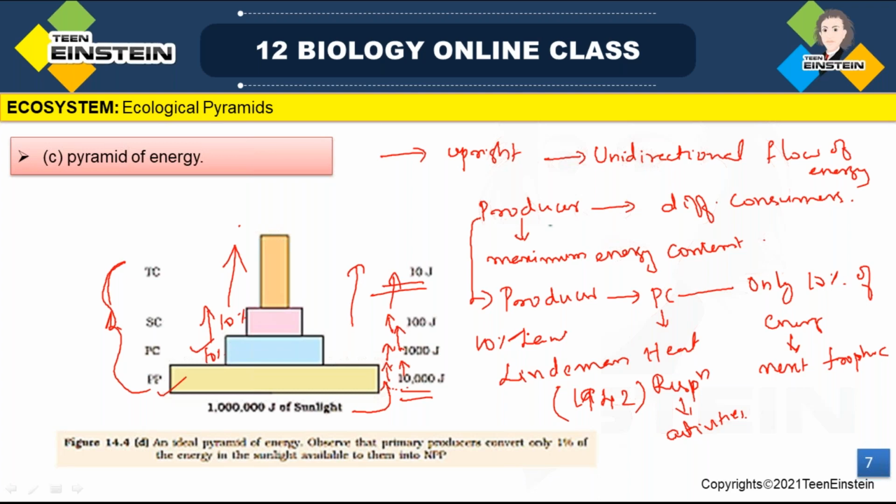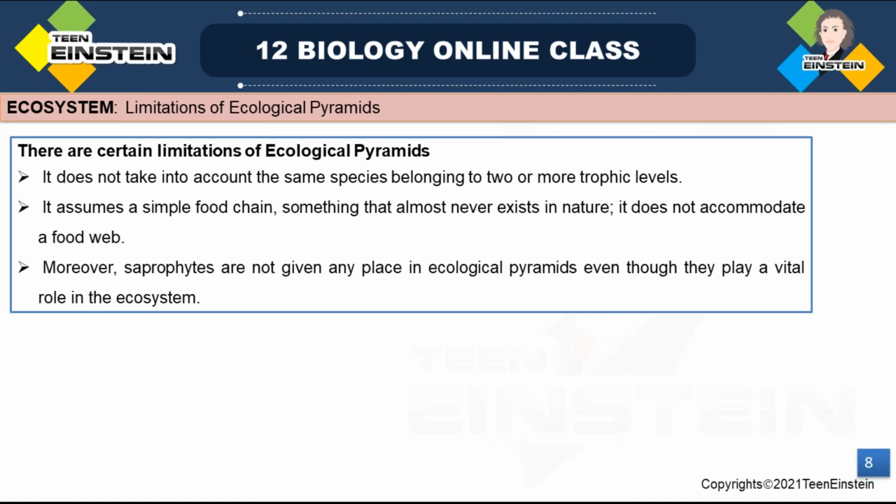Okay, then next what we can see is the limitations of ecological pyramids. For any calculation, whichever you are using, calculation of energy content, biomass or number, we need to include all organisms at that trophic level, right? So, limitations of this ecological pyramid.